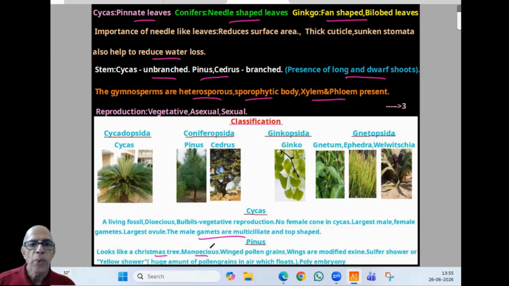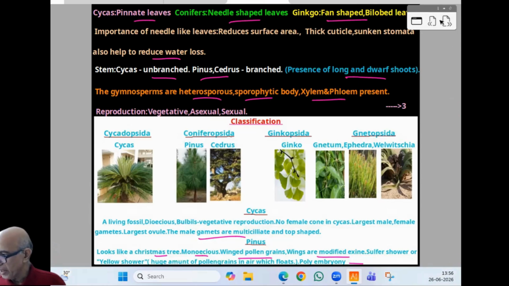Pinus is monoecious. Next is winged pollen grains, and wings are modified extents, which help in wind pollination. Sulfur shower or yellow shower refers to the pollen grains of Pinus. Then polyembryony, also see many embryos. Okay, I think I did clear. Now we can proceed to the next page.